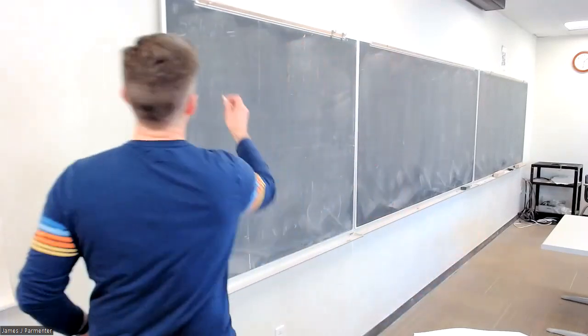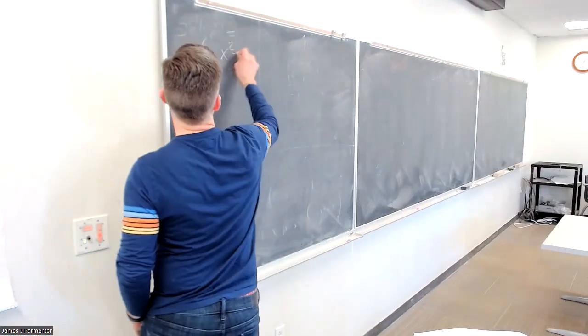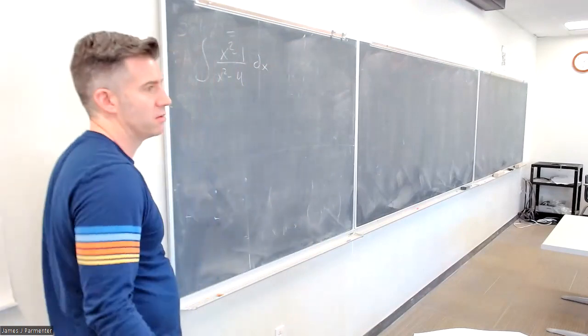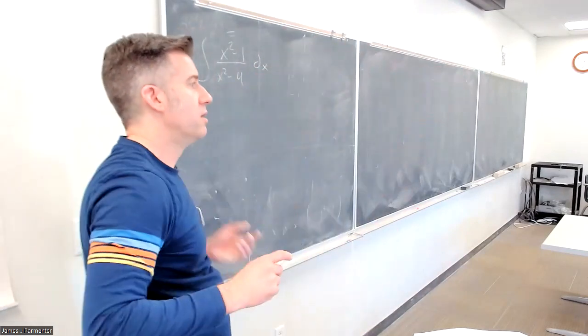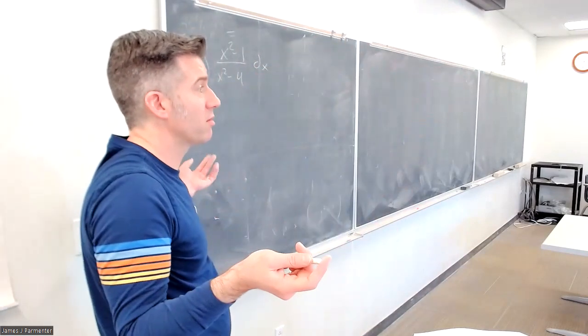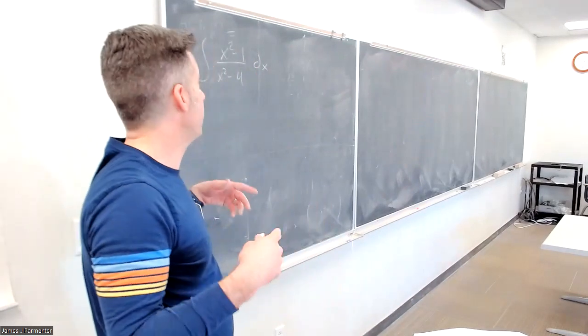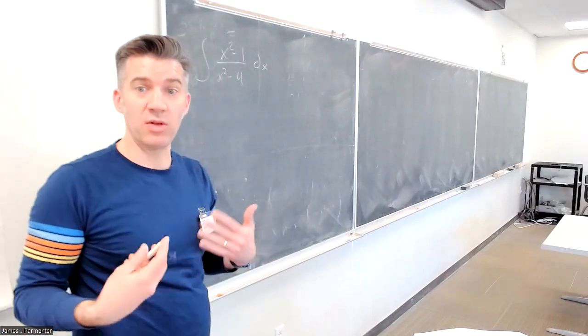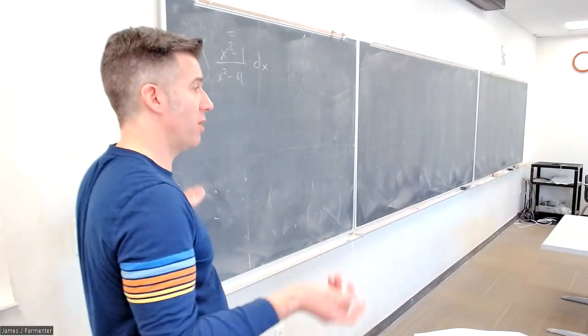So what if we had something like the integral of x squared minus 1 over x squared minus 4? The degree on top isn't smaller. So before we can even think about using partial fractions, what we should always do if the degree on top is bigger than or equal to the degree on the bottom is do polynomial division.